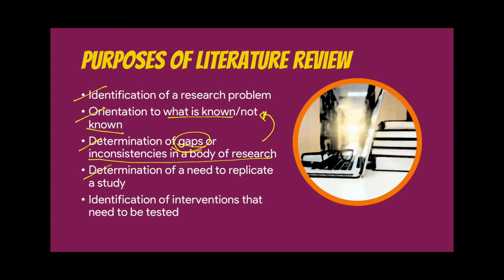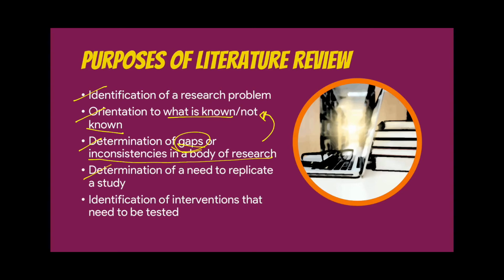Next, there might be a determination of a need to replicate a study. Probably there's a study that has been done in another country, and you want to know whether or not the difference in social context in your country might mirror or differentiate the way the variables would relate to each other. Or probably there's a study that has been published and they identified a lot of limitations and restrictions in the way they did their study. So you may want to improve on that study, address all the limitations and restrictions that they have identified, and do your own study in relation to that.